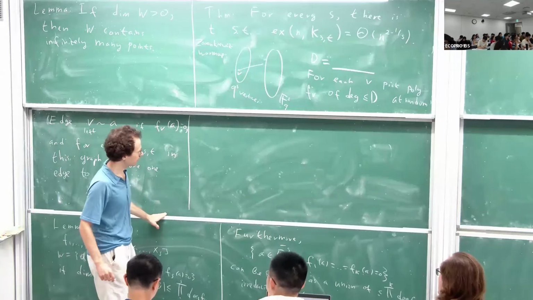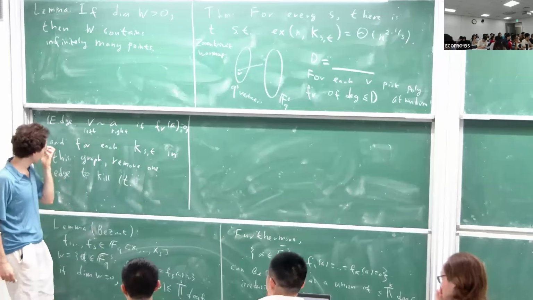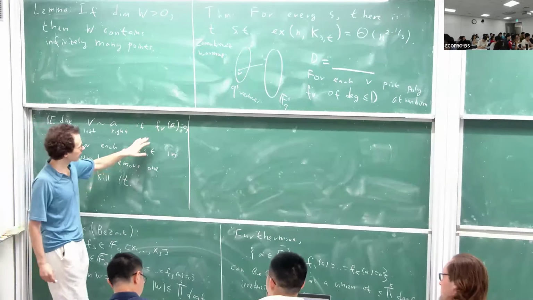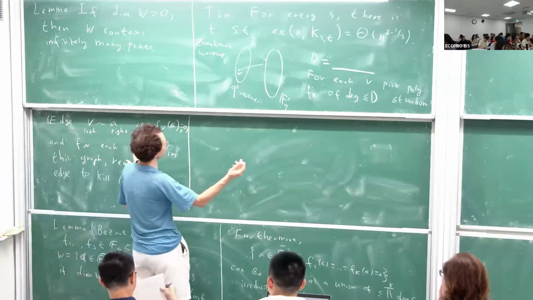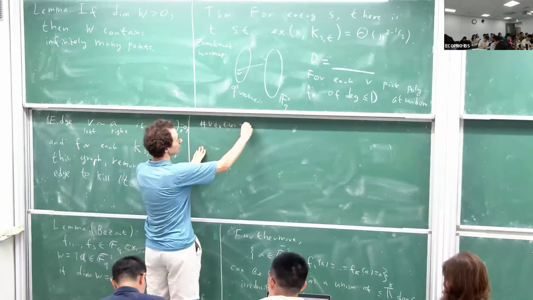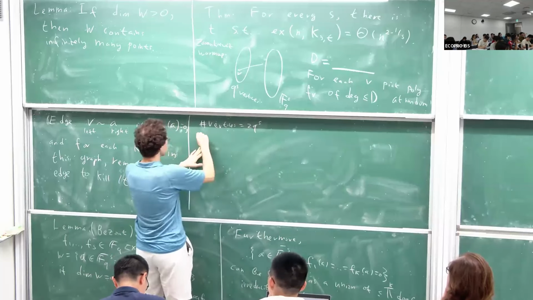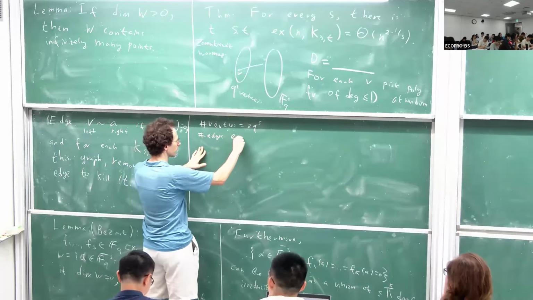Okay, so let's analyze the construction. So first of all, how many vertices does it have? Number of vertices is clearly 2 times q to the s. Number of edges before deletion.